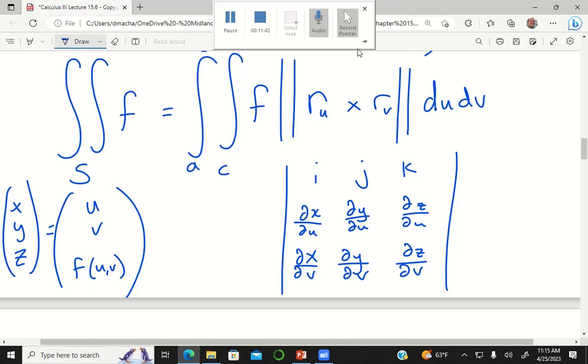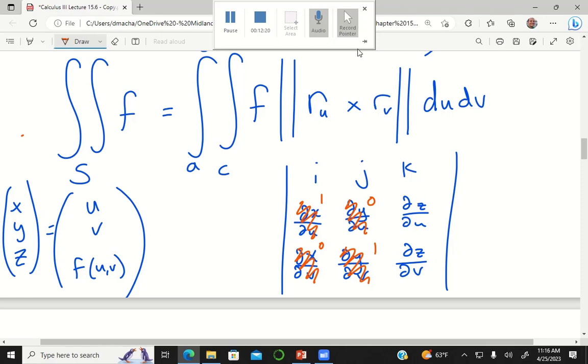Then that means over here, the partial of x with respect to u, if I just say x is equal to u, then that partial is just 1. And then the partial of y with respect to u, well, y is equal to v, so that partial is 0. The partial of z with respect to u, we don't know that one. But the partial of x with respect to v is 0. The partial of y with respect to v is just 1. And then, again, I don't know what the partial of z with respect to v is.